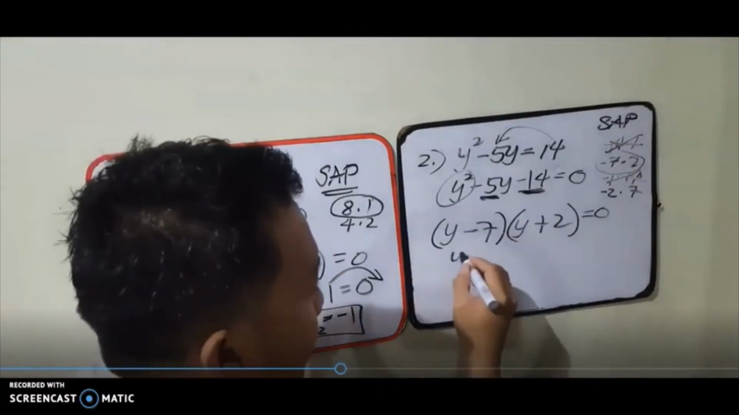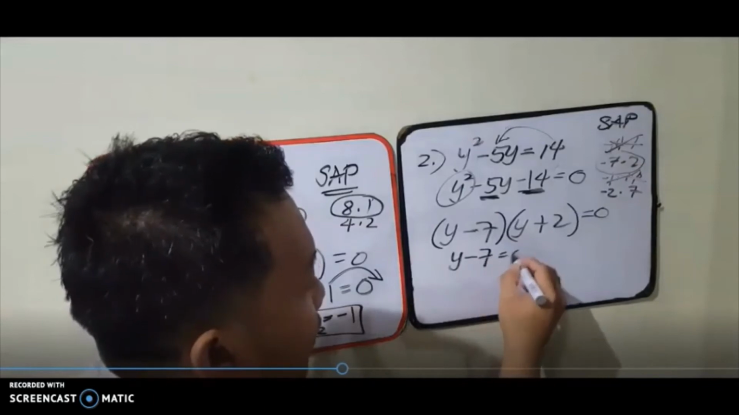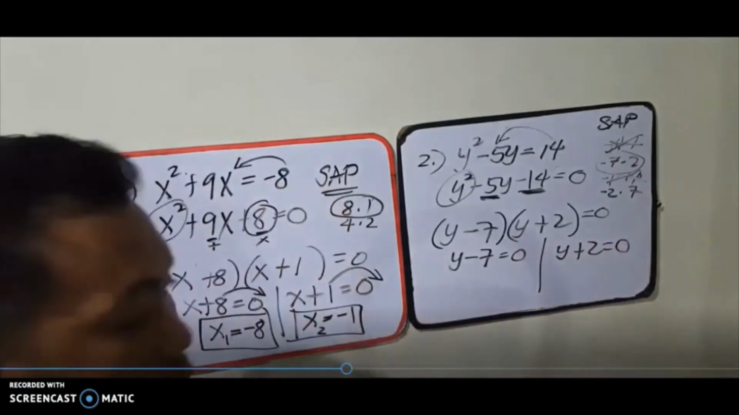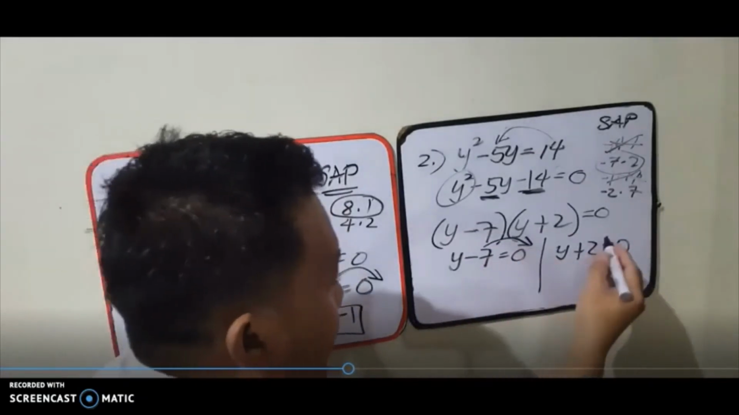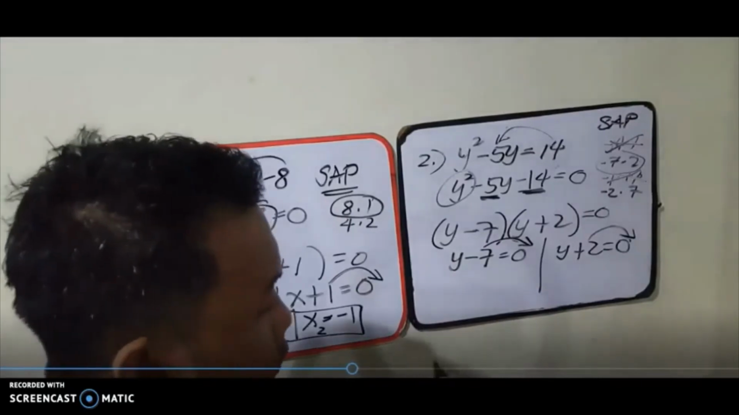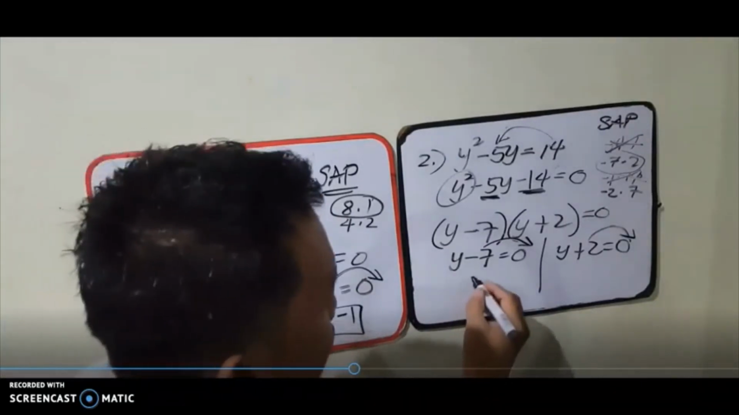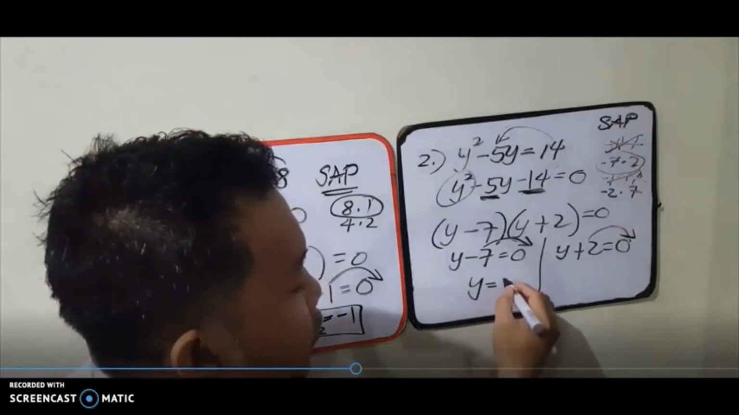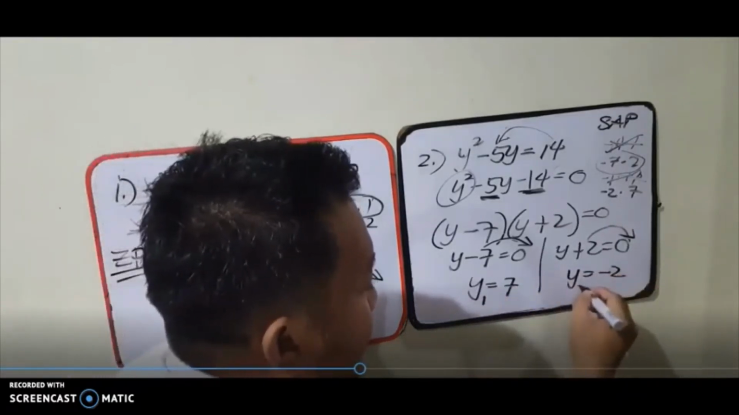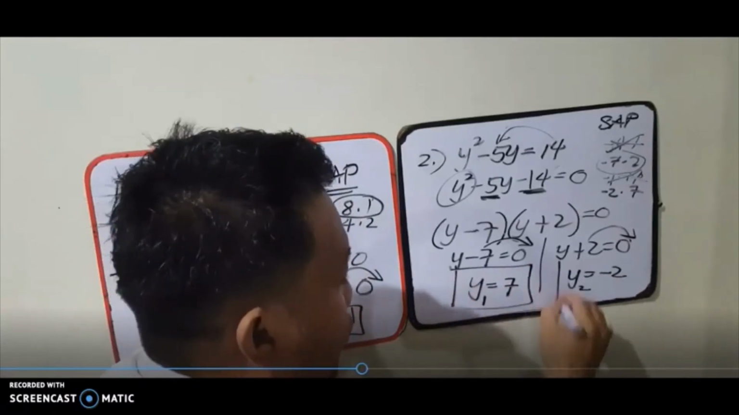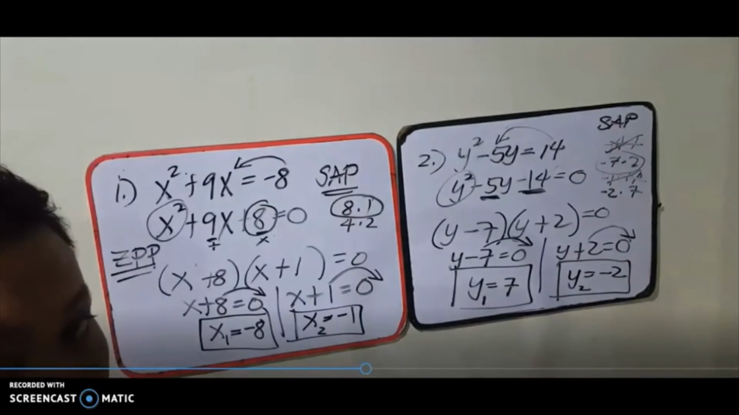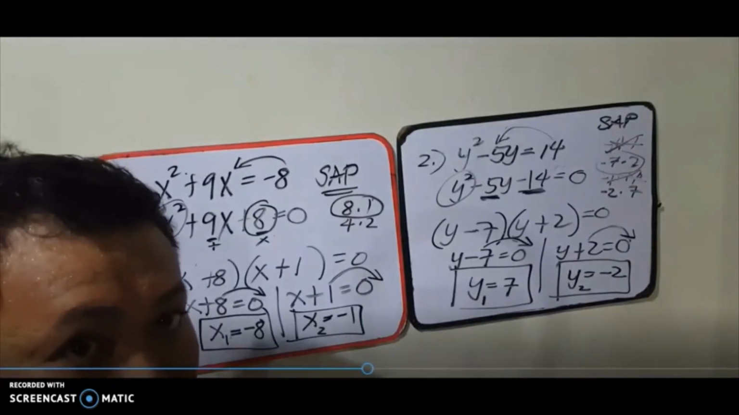Then, by the zero product property, y minus 7 is equal to 0, and y plus 2 is equal to 0. Then move the negative 7 and the positive 2 to the right side of the equation to find the solution to the given quadratic equation. So we'll have y is equal to 7 as y sub 1, then y is equal to negative 2 as y sub 2. Therefore, the solutions are 7 and negative 2. Would you like to try another example?